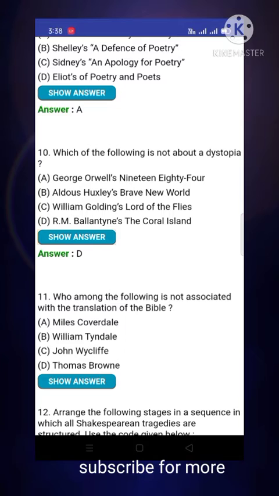R.M. Ballantyne's The Coral Island. This is the correct option. It means that in the work of R.M. Ballantyne, that is The Coral Island, dystopia is not found.